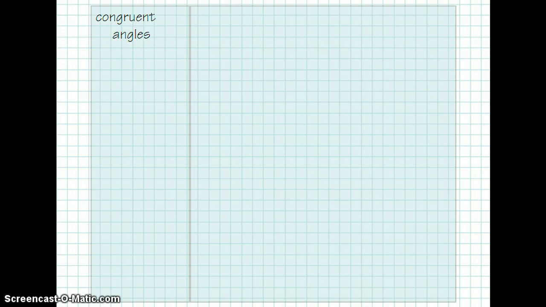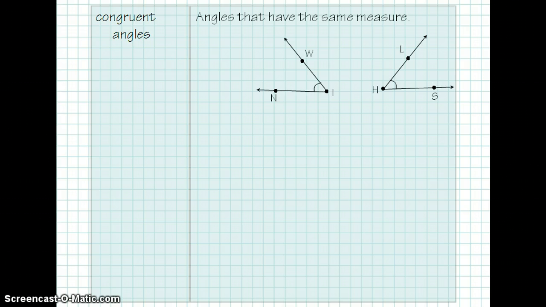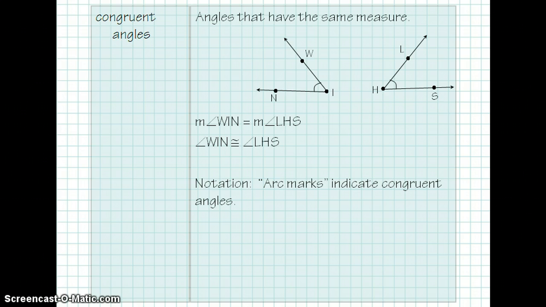Congruent angles are two angles that have the same measure. That means they're the same size. So if one of these angles is 45 degrees, the other one is 45 degrees. And just like with segments, we use marks to show them. On angles, we use what are called arc marks. Arc marks, you can match up to say which angles are congruent to which angles.